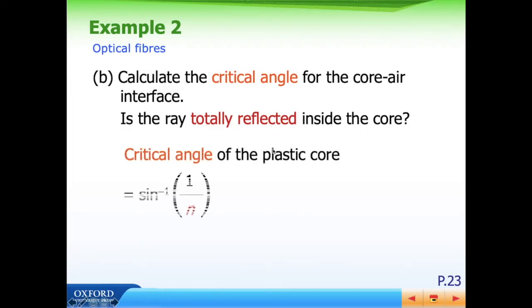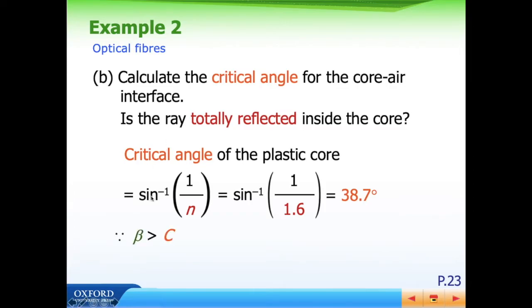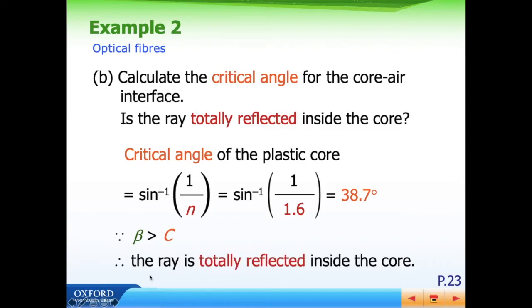Okay, so to calculate the critical angle, let us use the critical angle formula, which is equal to sine inverse 1 over n, and n is equal to 1.6, and therefore the critical angle is equal to 38.7 degrees. Since beta is greater than c from the calculation in letter A, therefore the ray is totally reflected inside the core.